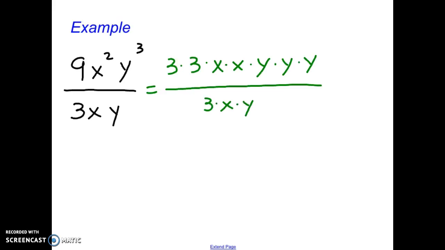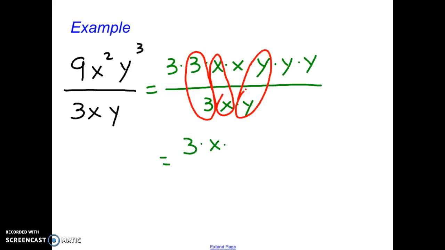At this point, if we're going to use the shortcut, you want to look for things that would equal 1 if you divided. So 3 over 3 would give us a 1, x over x would give us a 1, y over y would give us 1. At this point, if we write down what remains, it turns out there's nothing on the bottom. If we write this out using exponents, we'd have 3xy squared.